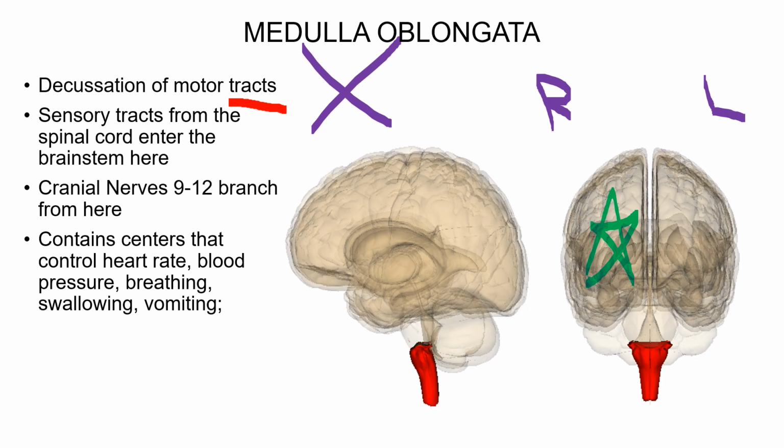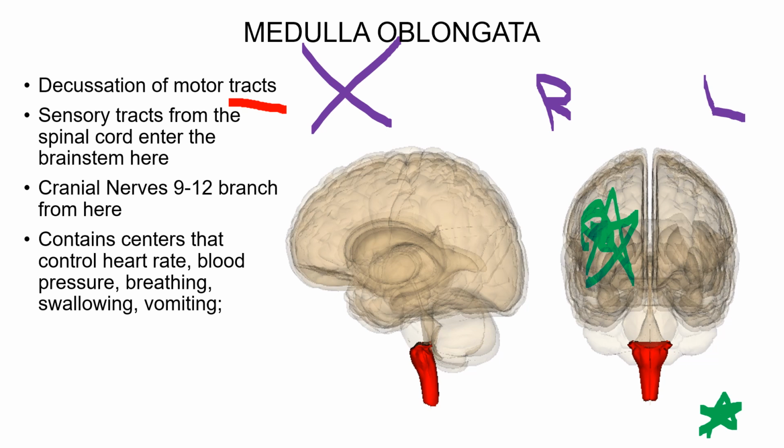So if cells in the right side of the brain die, the left side of the body is what's affected. The right side will be totally fine. You can move your right arm and right leg, no problem. The problem is the left side is going to be significantly handicapped or dysfunctional.